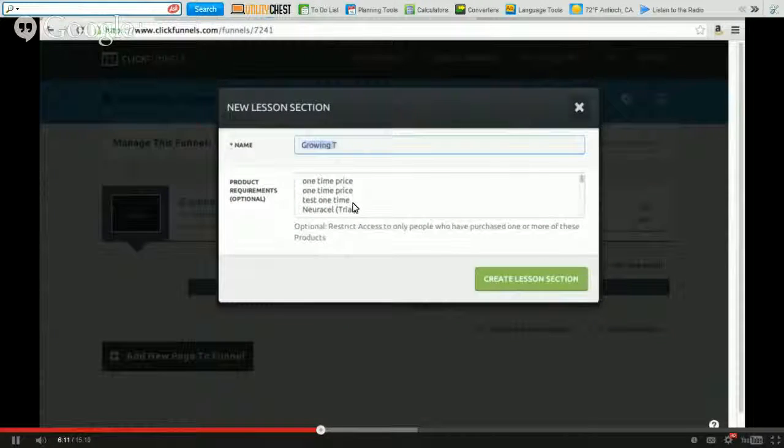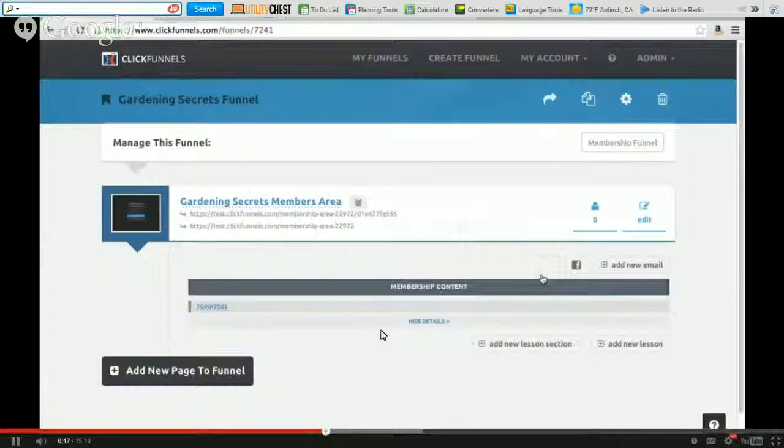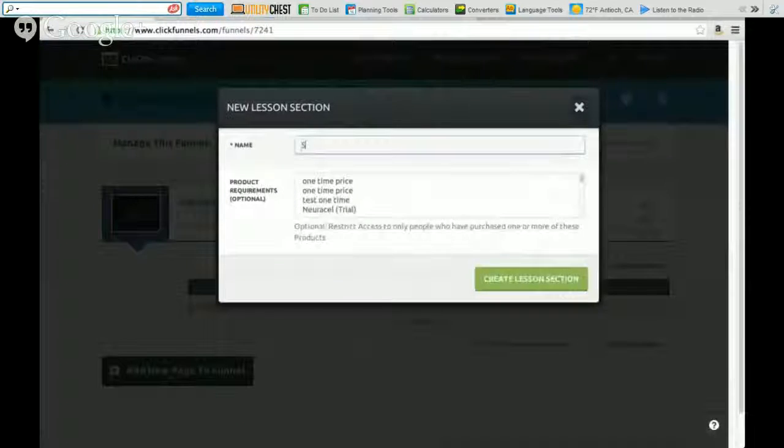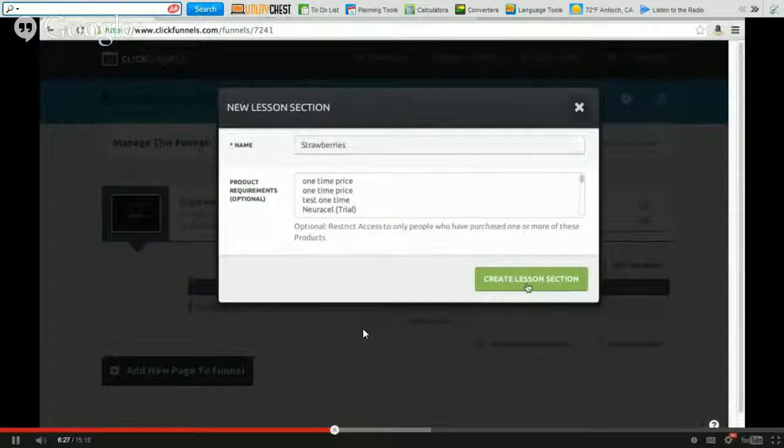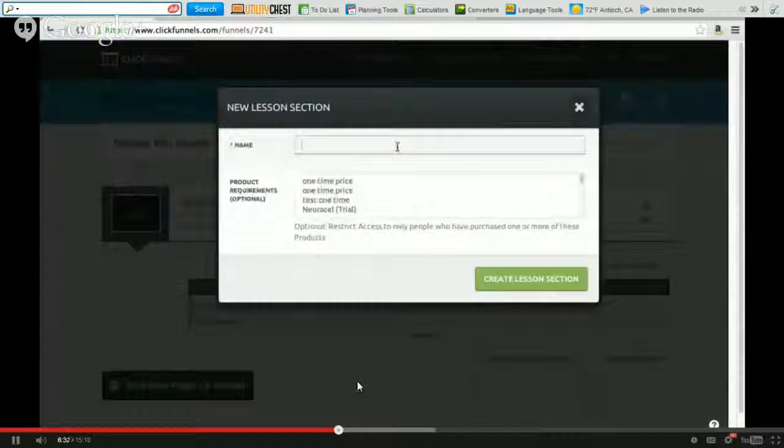One-time price, test one time. Everyone likes tomatoes. Yes, I do. How do you know? See, I got tomatoes. Okay, there's a tomato lesson section. Is that another lesson section about... I thought about doing this with my tomato planting. So this is how you do it. And finally, a lesson section about growing spinach.